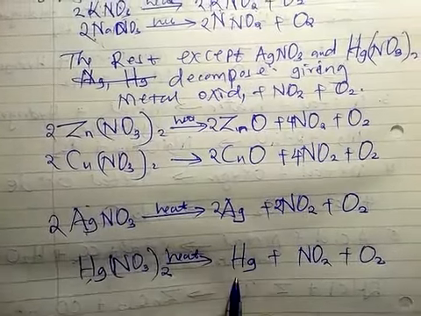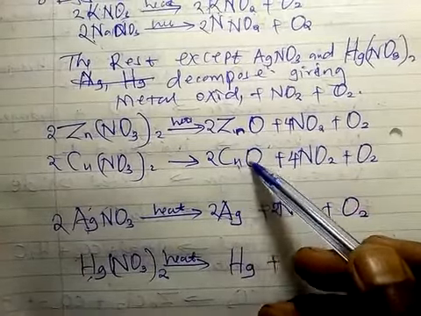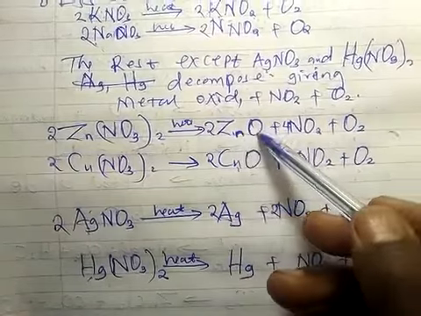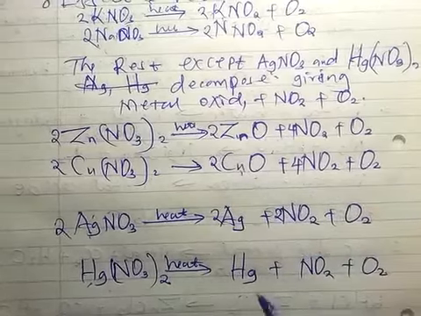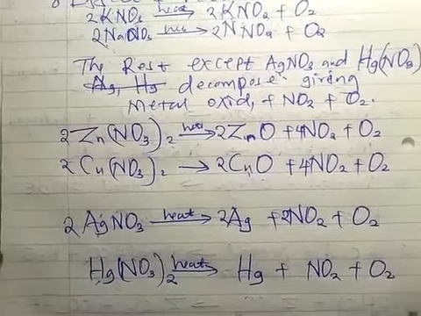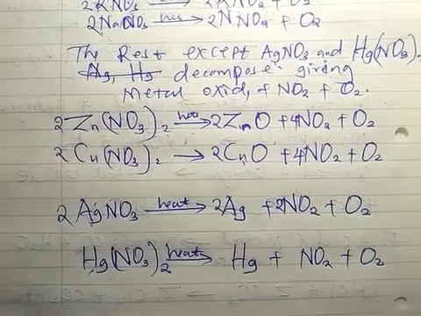Another important thing you should note is the colors of the oxides. You should know that copper 2 oxide is black, and zinc oxide is white when cold and yellow when hot. So you should also know those things, because they are very important in helping you to unravel some kinds of questions being asked.